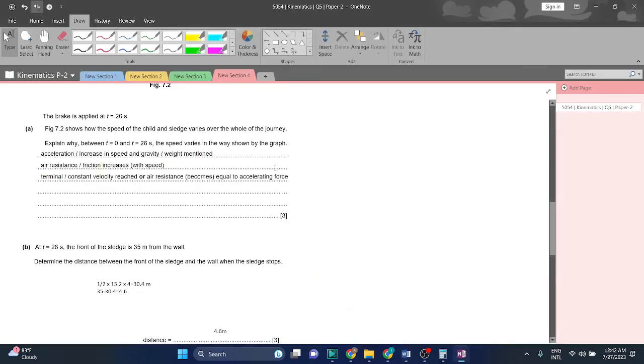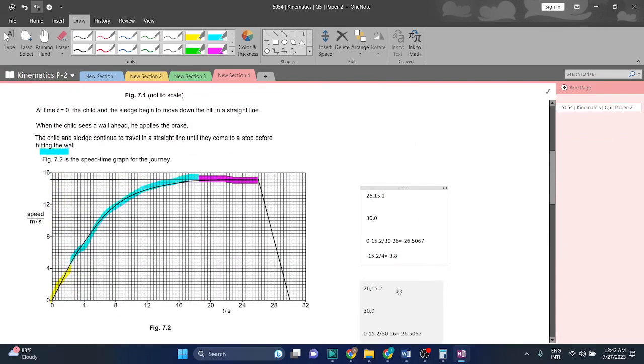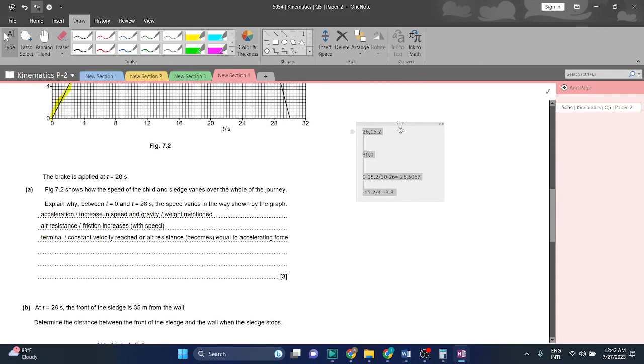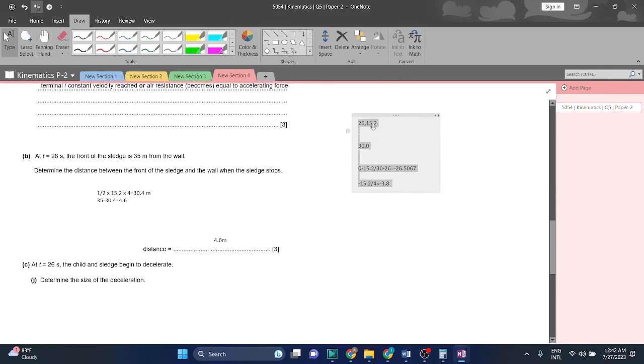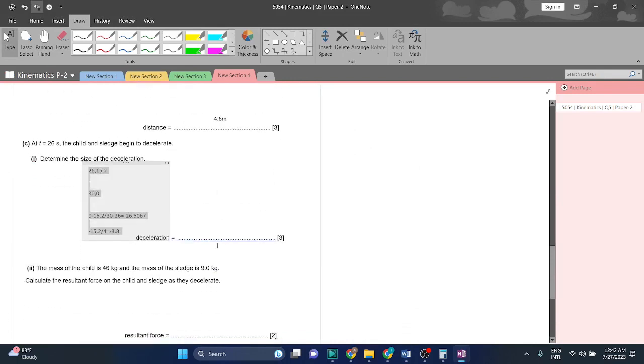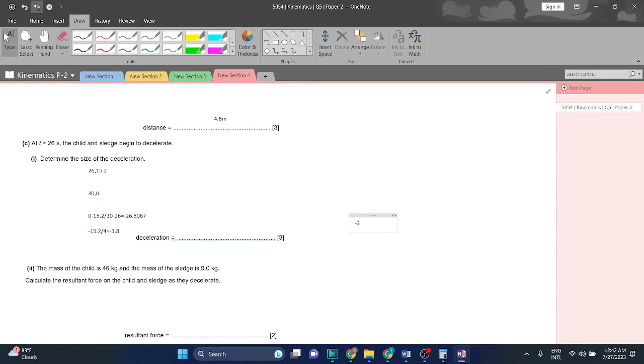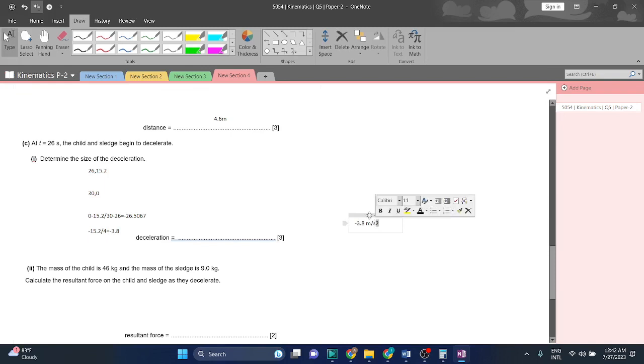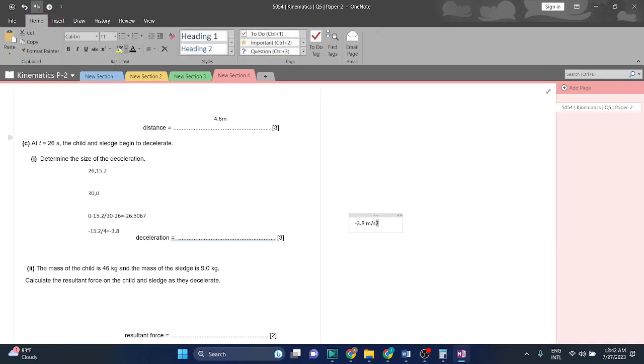Minus 3.8 is the magnitude of deceleration, and we have calculated it using the gradient formula. It will be in minus because the deceleration is negative, in meters per second squared. You also have to mention the unit. So this will be the answer.